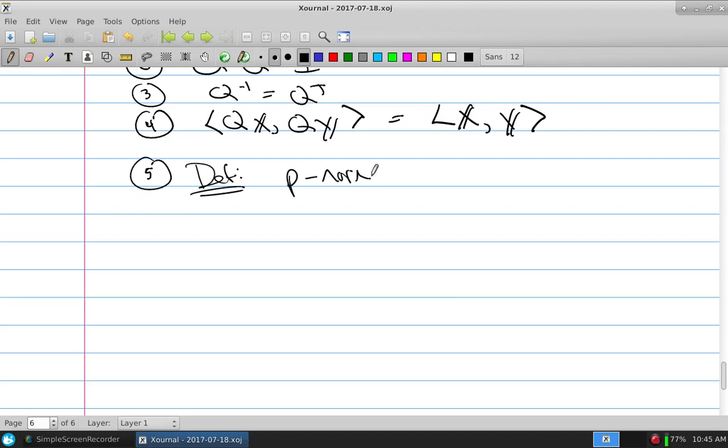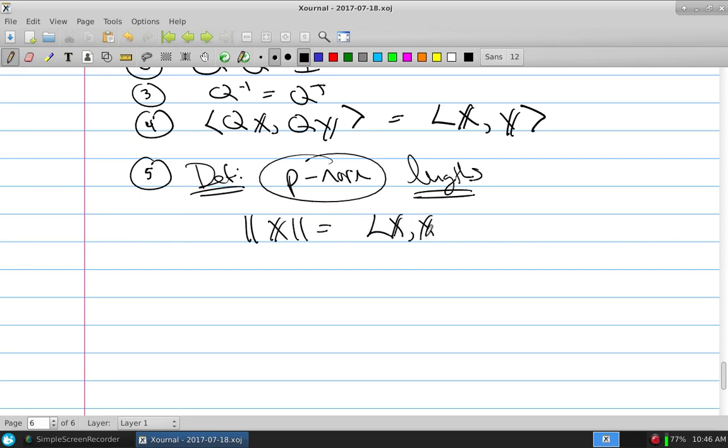And the fifth here is a little bit of a definition, which is called the p-norm, which is one way of calculating lengths. Our normal way of doing a length was, hey, what's the length of x? Well, that was just equal to x·x to the 1/2 power. Well, what is that? That's x1 squared plus x2 squared plus everything up to xn squared, all to the 1/2 power.